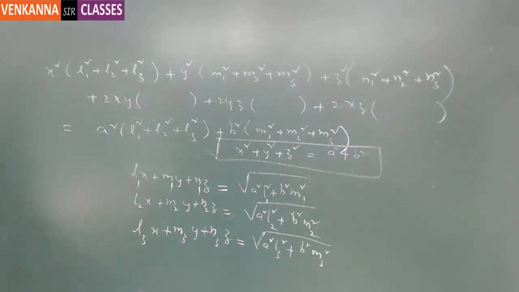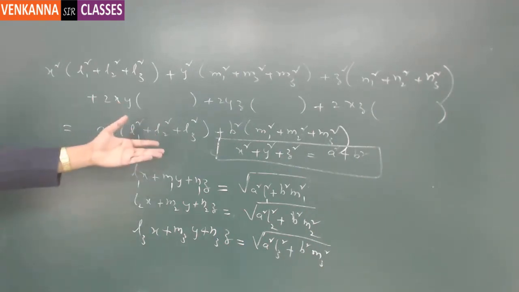So you will get the required locus: x² + y² + z² = a² + b², which is nothing but the problem statement. Clear to all? And obviously it is a sphere, centered at the origin. On the right side we have a constant. So this locus gives the sphere equation to us. So please take a note of that, then we discuss the other concepts.